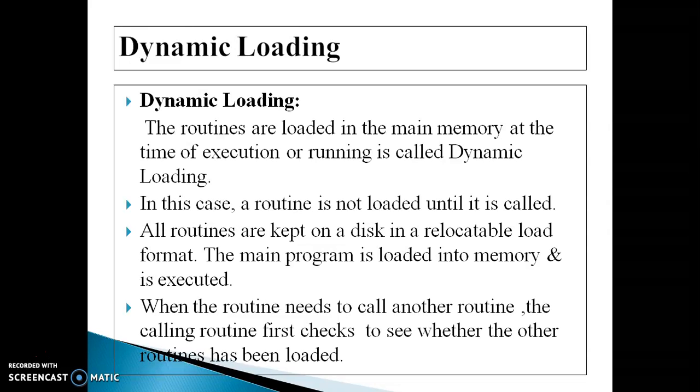All routines are kept on a disk in a relocatable load format. The main program is loaded into memory and is executed. When a routine needs to call another routine, the calling routine first checks to see whether the other routine has been loaded. If not, the relocatable linking loader is called to load the desired routine into memory and to update the program's address tables to reflect this change. Then control is passed to the newly loaded routine.